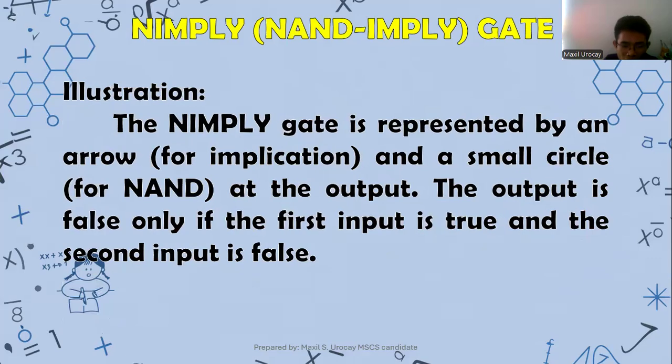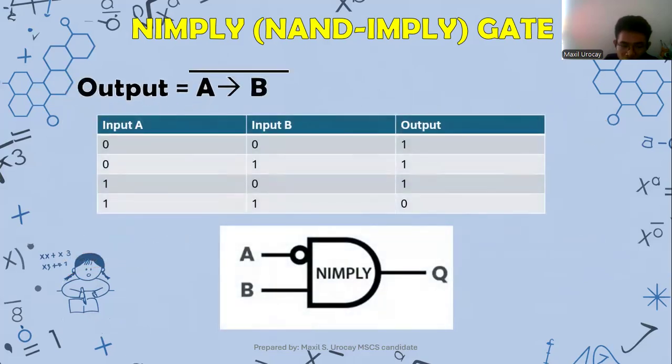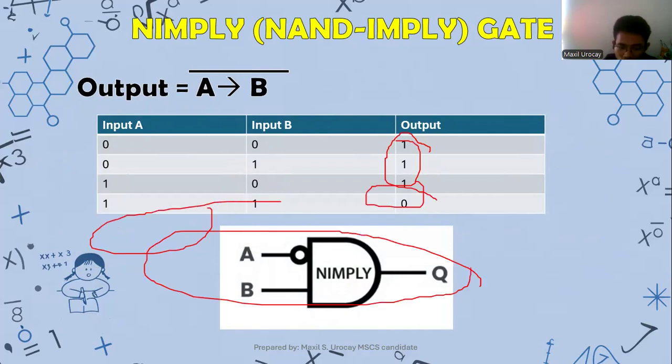The imply gate is represented by an arrow for implication and a small circle for NAND, and the output is false only if the first input is true. So that means to say, in our truth table, it will become like this. It will be true for everything, but if both are true, it will become false. But of course, earlier for imply, we have a circle here at A, but here we have an output circle on the output side for the NIMPLY.